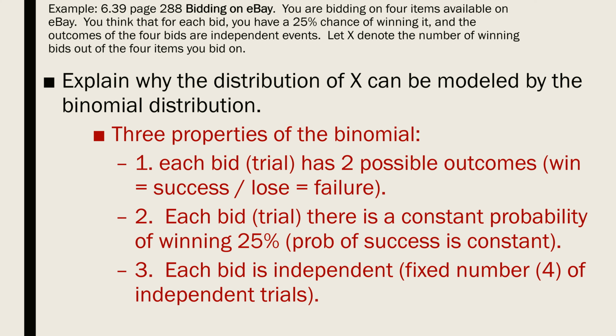First, each bid or trial has two possible outcomes, win or lose. Second, for each bid, there is a constant probability of winning, which is 25%. Last, each bid is independent, and there is a fixed number 4 of independent trials.